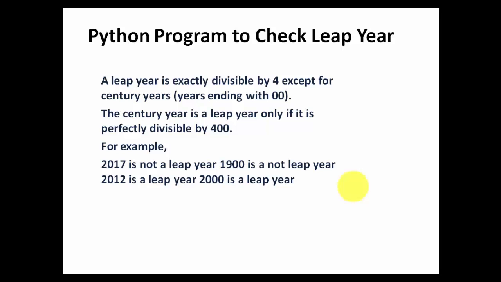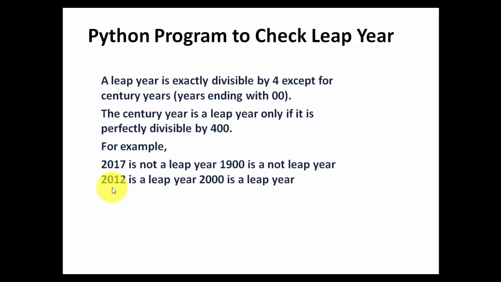So when there is a century year, we have to check whether the century year is perfectly divisible by 400 or not. Like, as you can see over here, 2017 is not a leap year, and here 1900 is perfectly divisible by 4, but we have to check it again whether it is perfectly divisible by 400, because if it is not divisible by 400, it is not a leap year. When we divide it by 400, it doesn't give us the remainder 0. It is not perfectly divisible by 400, so it is not a leap year.